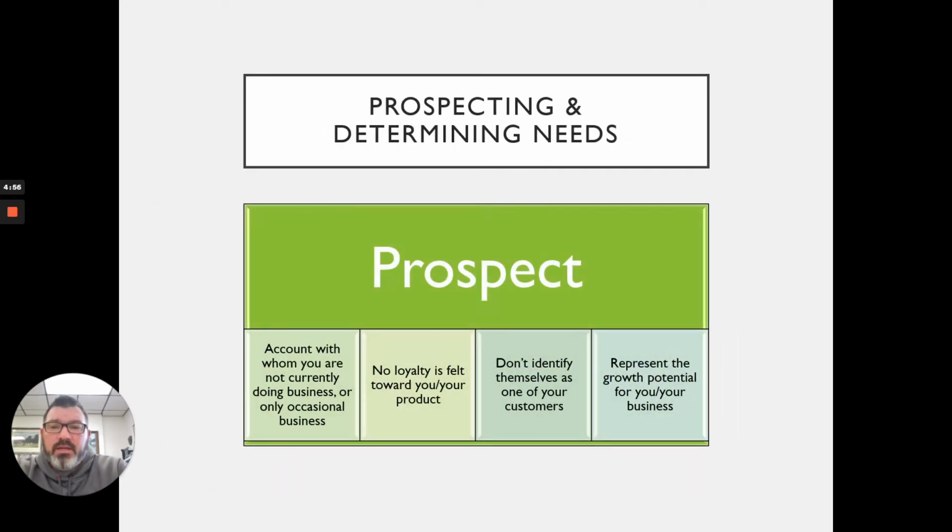So a prospect by definition is someone whom you are not currently doing business with, or only occasional business with. That's what categorizes them as a prospect. They would say that they don't have any loyalty towards you or your product. They probably wouldn't tell anybody that you're one of their customers. And most importantly, they represent your growth potential. So it's really important that you know who your prospects are.